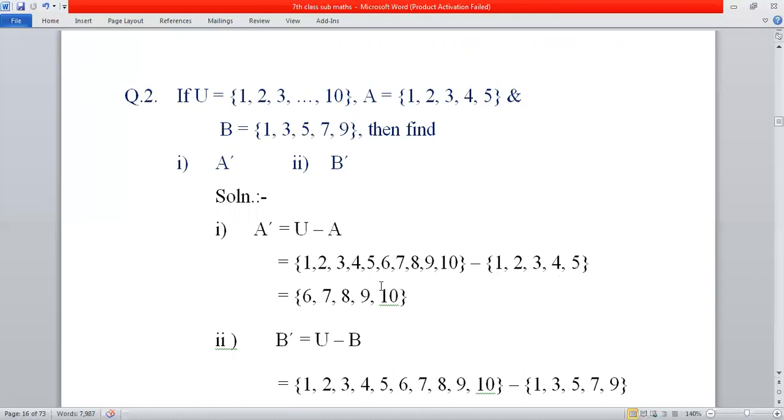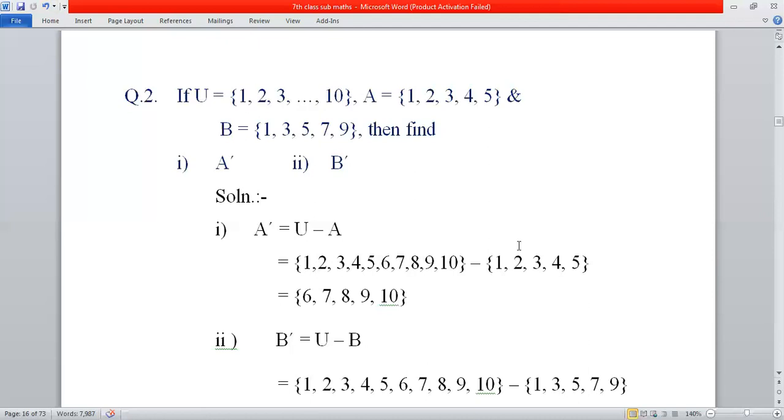So subtraction we already discussed in our second video, so you already know how to find the subtraction. When you do subtraction, you look at the first set. The first set elements which are present in the second will not come in the answer, and the rest of the elements of the first set will come. So U minus A means that all the elements of A will be subtracted from the universal set.